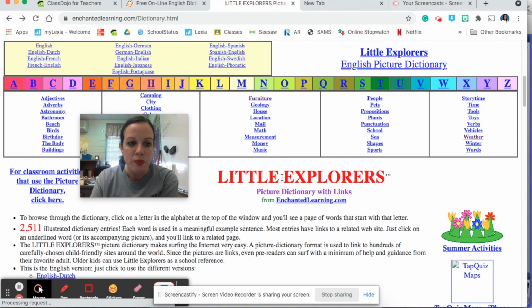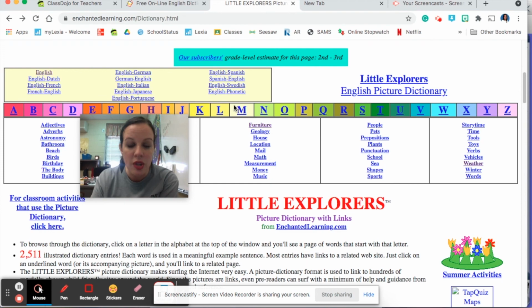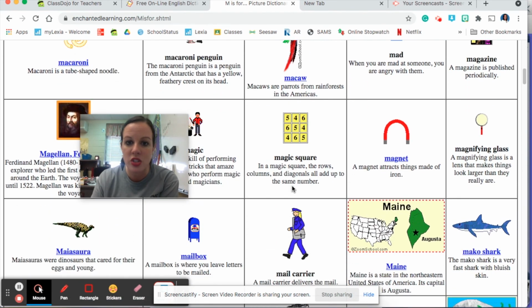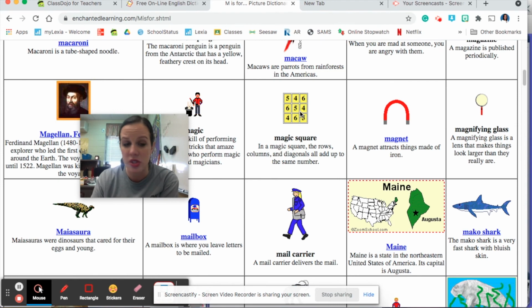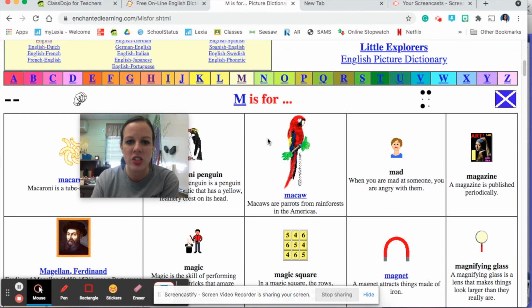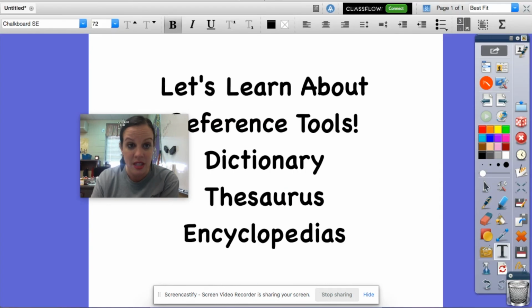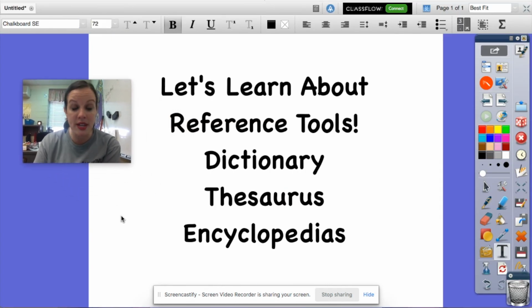Okay, so 2,511 words. You can also come up here and just click on M, and it's going to give you all the words that start with M, a picture of the word, and a sentence. So it's a little better than Wordsmith because this actually gives some pictures, so that makes it super cool. But it's not as good as Wordsmith because you can't just type a word in and get the word. So these are all reference tools that are going to make you a better reader and a better writer.